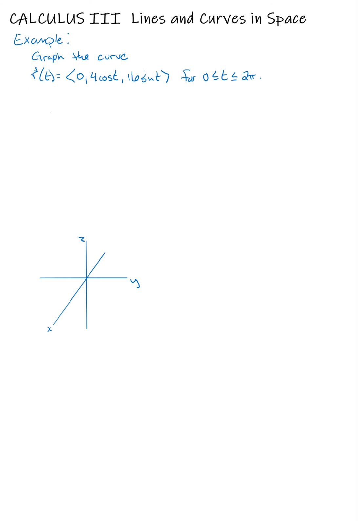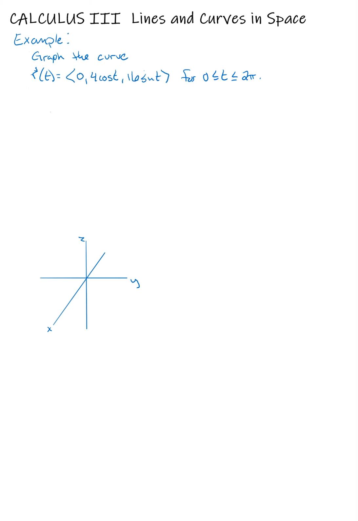I want to go over an example where we graph a curve in space. So we're going to look at a curve defined by r of t. Notice our parameter here is t, and it's defined by this vector. So this is a vector valued function defined by the vector 0, 4 cosine t, and 16 sine t. Yes, we are in 3 space here, R3. And our parameter t goes from 0 to 2 pi.